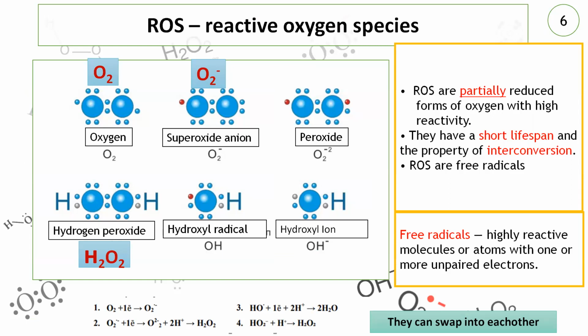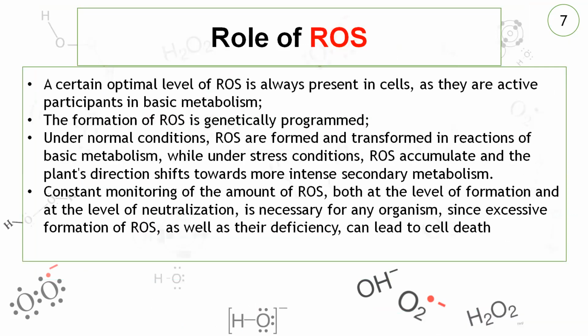ROS are partially reduced forms of oxygen with high reactivity. They have a short lifespan and the property of interconversion. ROS are free radicals, and these radicals are highly reactive molecules or atoms with one or more unpaired electrons. ROS play an important role in the organisms of animals and plants.